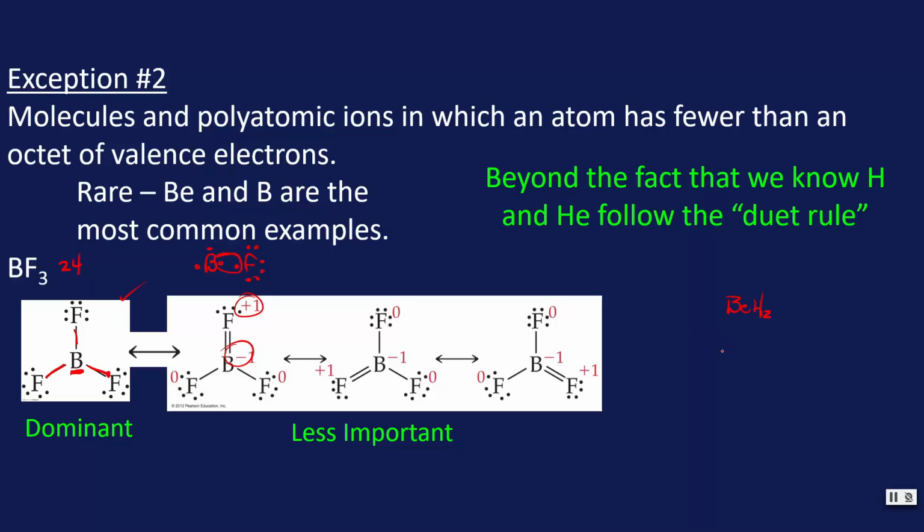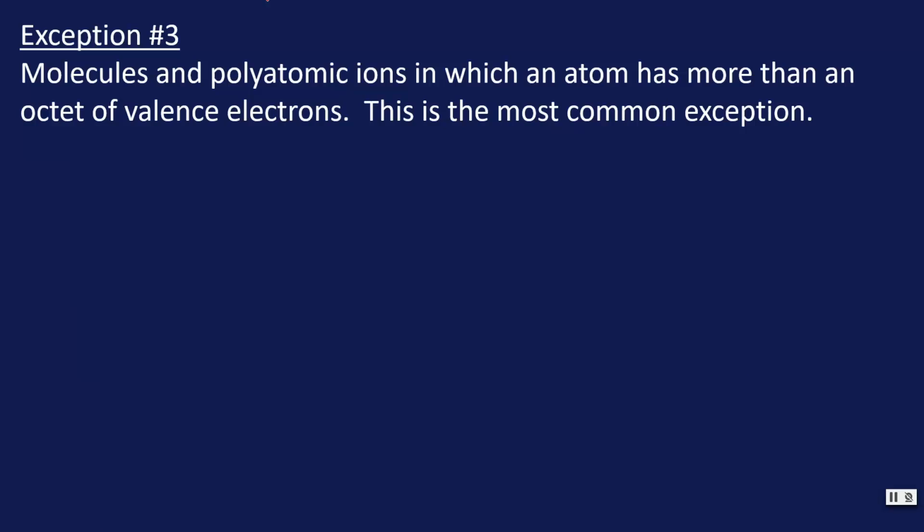Beryllium hydride. Beryllium has 2. Each hydrogen has 1. That's it. And beryllium only has 4 valence electrons. But everything matches, and that's what beryllium does. Exception number 3. Now this is the one we're going to be using. Molecules and polyatomic ions in which an atom has more than an octet of valence electrons. This is the most common exception.